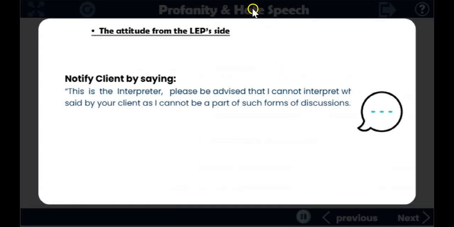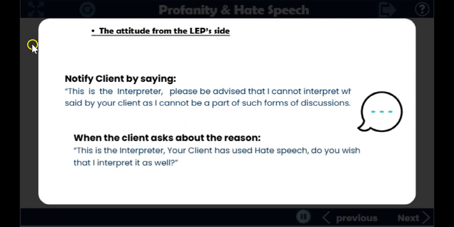Notify client by saying, "This is the interpreter. Please be advised that I cannot interpret what was said by your client as I cannot be a part of such forms of discussions." When the client asks about the reason, "This is the interpreter. Your client has used hate speech. Do you wish that I interpret it as well?"